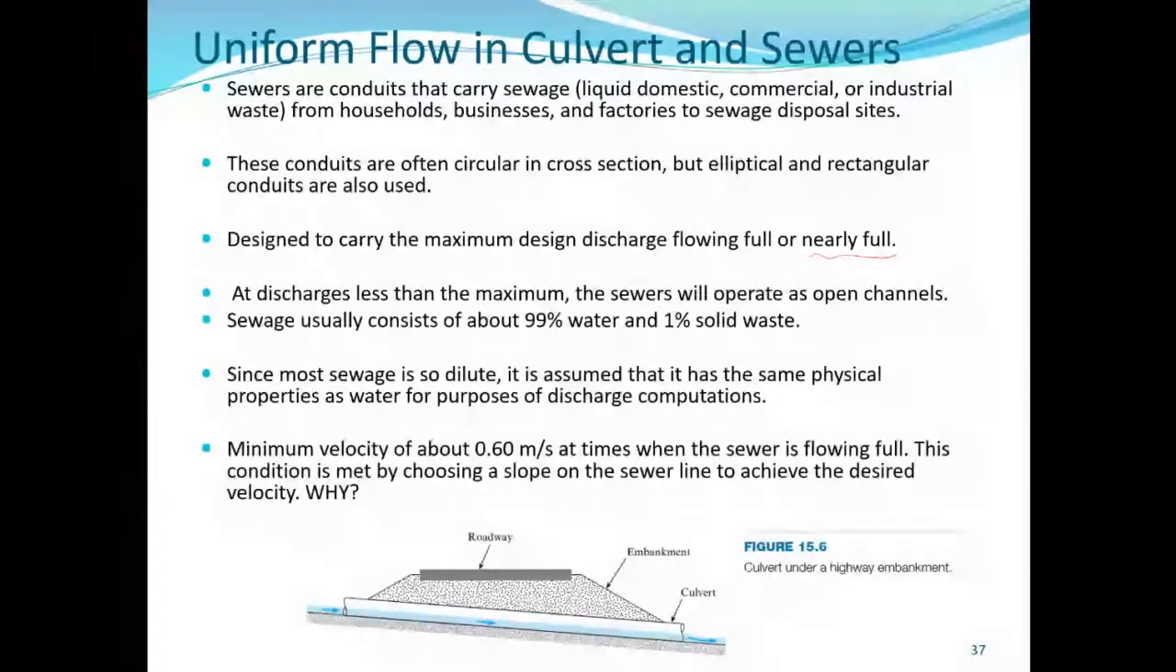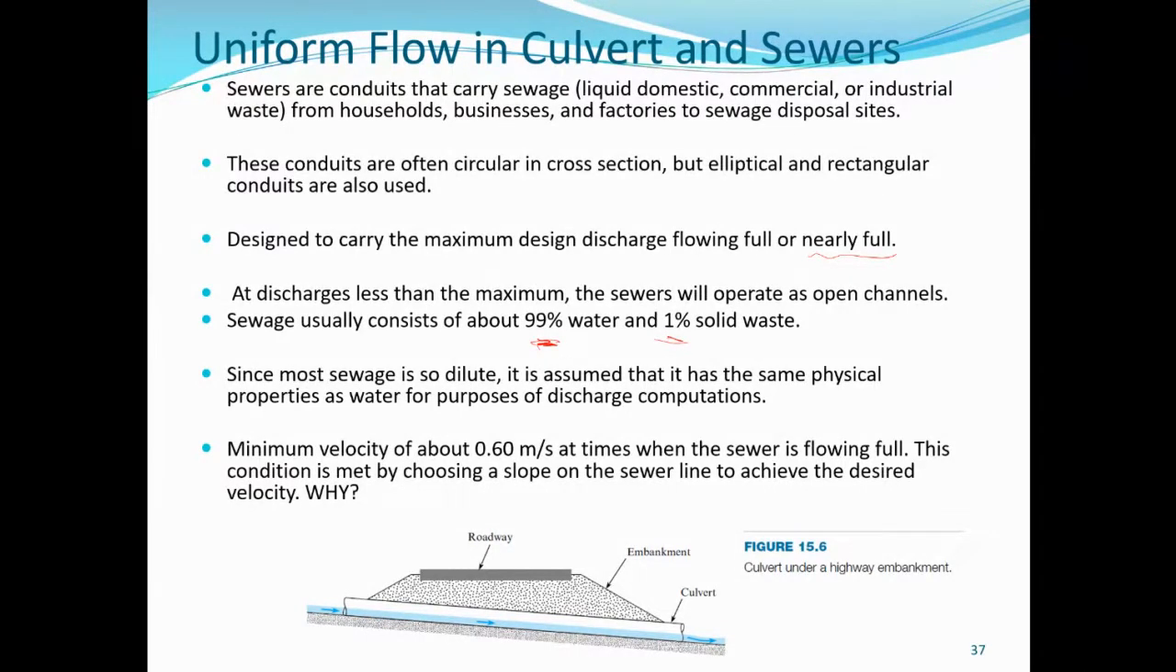Sewage usually consists of about 99% water and 1% solid waste. So it's basically fluid flow. Since most sewage is so dilute, it's assumed that it has the same physical properties as water. For purposes of discharge computations, you can see 99% water, just 1% solid waste, okay?